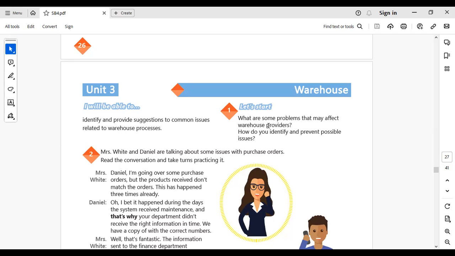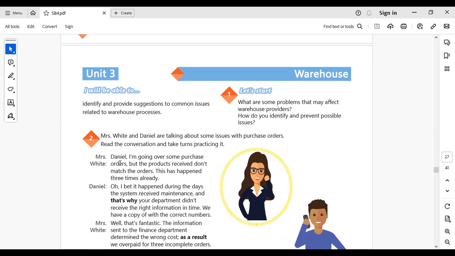Right, so how we identify and prevent possible issues. Oh my God, that would be a very hard task. They must have like a second and third plan in case something happens. Well, probably after checking the conversation, we come up with more ideas. Let's check the conversation. Mrs. White and Daniel are talking about some issues with purchase orders. Read the conversation and take turns practicing it.